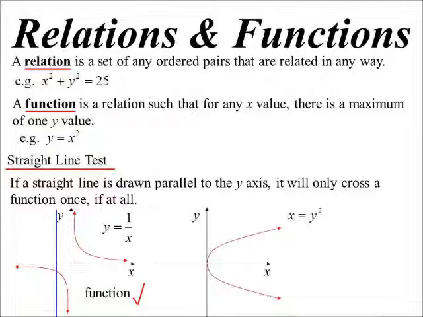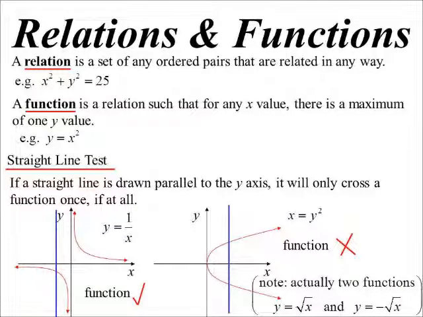x equals y squared. No good. No, not a function. Now, this one's interesting. x equals y squared. It's actually made up of two functions. And one is y equals the positive square root, which would be the top half of the parabola, and y equals the minus square root, which would be the bottom half of the parabola.